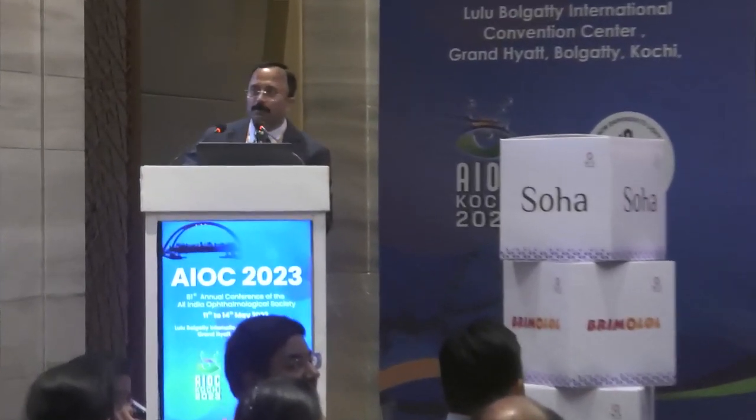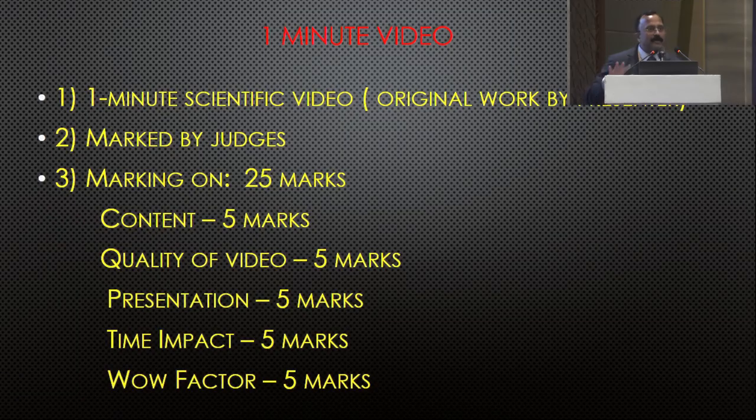To begin the game, let us first look at the rules of the ophthalmic pentathlon. The first rule, for the 1 minute video: you all know that there are five sections of this program. The first one is a 1 minute scientific video, which should be the original work of the presenter, and it will be judged by our honorable judges, who will put marks on it. First is content, 5 marks, quality of video 5, presentation 5 marks, time impact would carry 5 marks, and the wow factor would carry 5 marks. So that is about the 1 minute video.